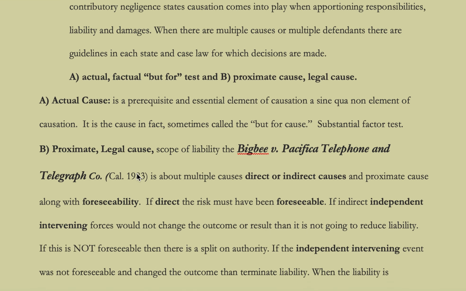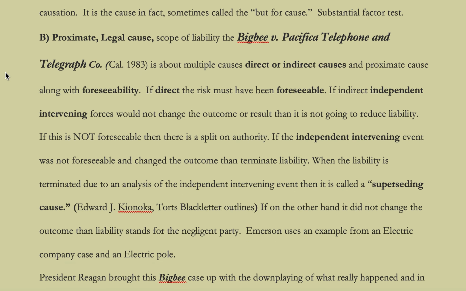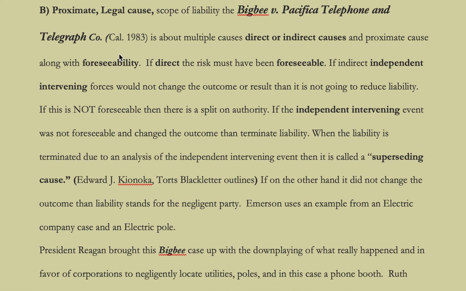So let's go over actual cause real quick, and then I'm going to give you an example that I found in one of the outlines. Actual cause is the but-for cause, the sine qua non element of causation. It is essential. I just went over that real quick, so that's real simple. Now let's get to the proximate legal cause.